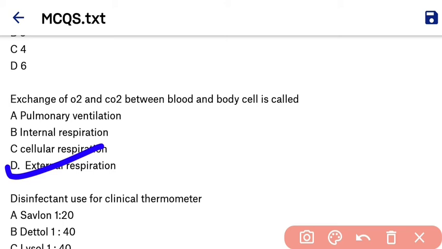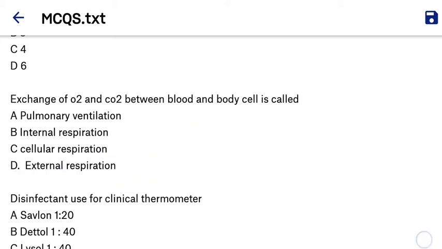Pulmonary ventilation means the movement of air into and out of the lungs. Then external respiration means exchange of oxygen and carbon dioxide between the lungs and blood. Then internal respiration means the exchange of oxygen and carbon dioxide between the blood and the body cell. And cellular respiration means utilization of oxygen and carbon dioxide production by the cell. Okay, so remember each term, it is important for an exam.